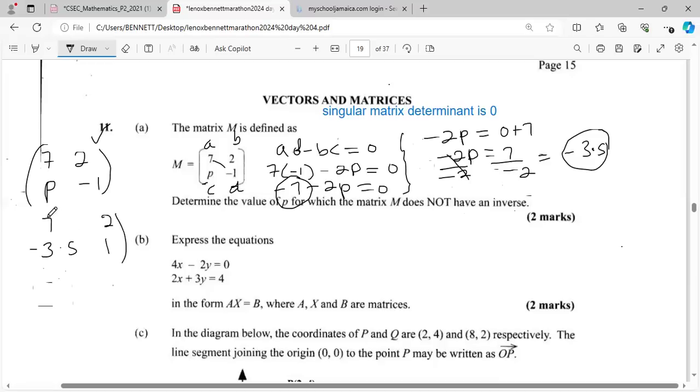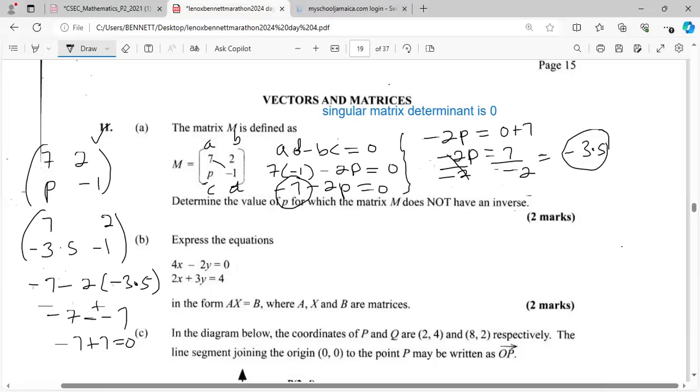Because remember, we're going to multiply 7 times negative 1, which is negative 7, minus 2 times negative 3.5. So this would give us negative 7, then minus 2 times negative 3.5 is going to give us positive 7, because two negatives give a positive. So it will be negative 7 plus 7, which is equal to 0. I just did it over, guys, because the last person sounded so tired.